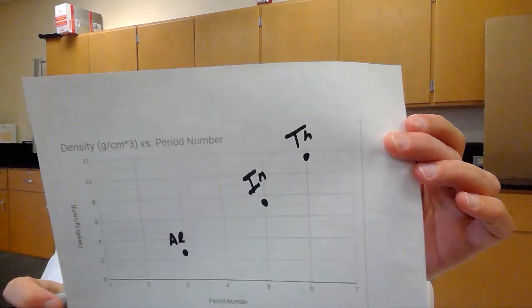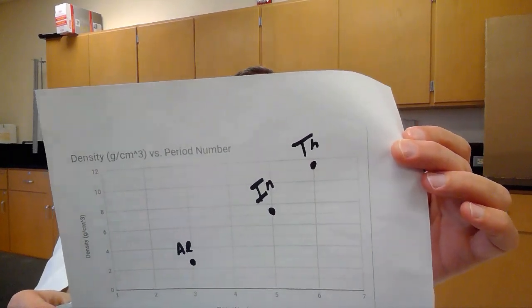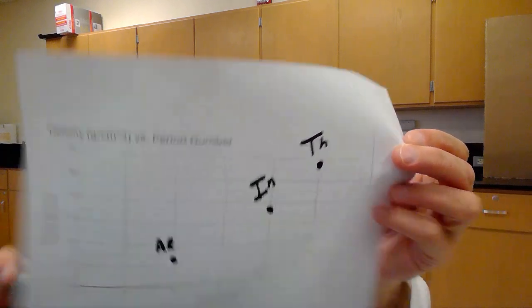Okay, and then the third one I talked about was thallium in period 6, and its density was 11.85. So I'm going to come over to period 6. I'm going to find 11.85, which is just a little bit less than 12. I'm going to put a dot there, and that is thallium. So I put thallium on my graph right there. Okay, so there's a little graph of those things, and we're going to use this, I believe, in question 2 here.